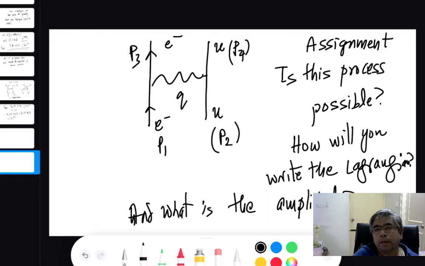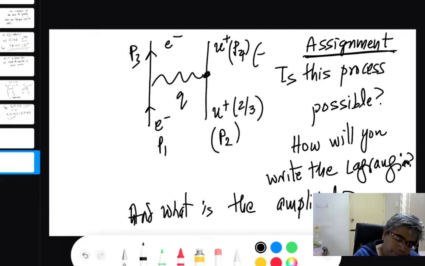And so the point is that the electric charge, this coupling here, the quark doesn't have the same charge as the electron. The quark is positively charged. So this has a charge 2/3, plus 2/3, not minus 2/3. Okay. So how does it happen?